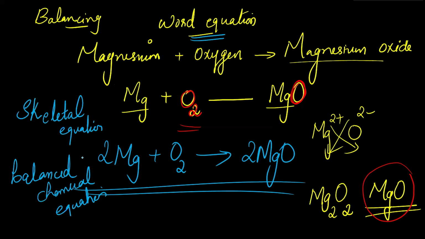Okay, we will try another question. Okay, for example, it is given: lead nitrate and potassium iodide.